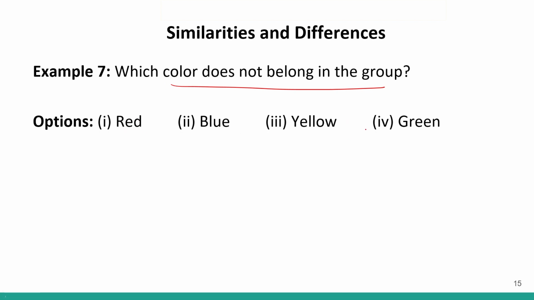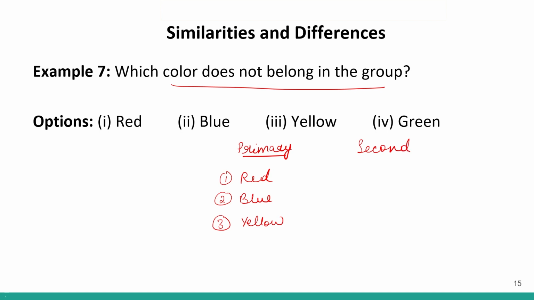So here we use a concept of primary colors and secondary colors. For your reference, I'll write down, primary colors are which colors? There are 3 primary colors. First is red, second is blue, and third is yellow. These are the primary colors. Then we have secondary colors, which are made by mixing 2 primary colors.